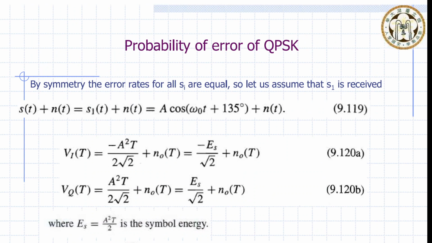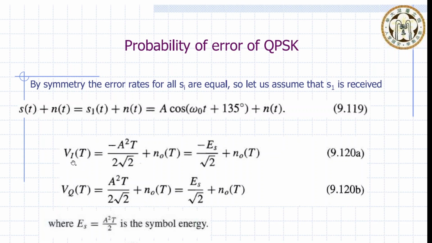Now we'll calculate the probability of error of QPSK. So assume that the error rates for all Si are equal by symmetry. Assume that S1 is received. So the received signal is S1 of t plus n of t. S1 is having a phase of 135. So A cos(omega 0 t plus 135 degrees) plus n of t.